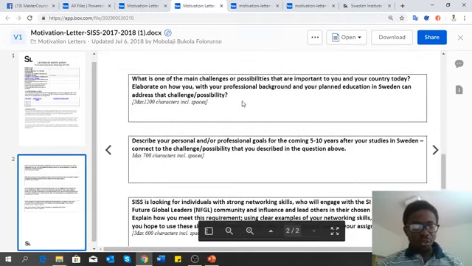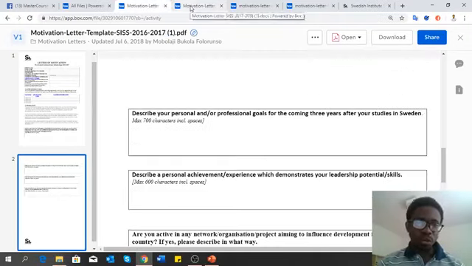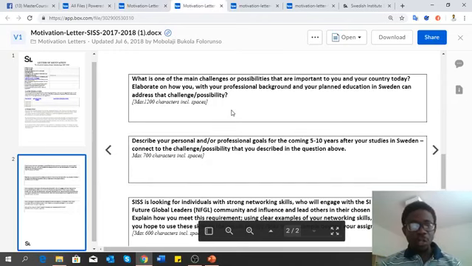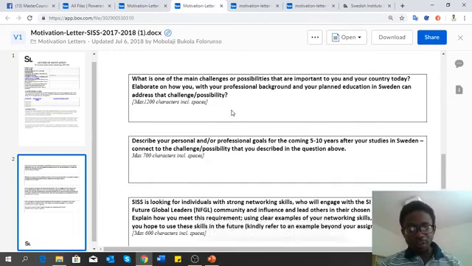So the first one is just like the 2016 one. They want to know whether you understand the major challenges affecting your country, how related your professional background is to that challenge, and how you intend to use your master's studies, your education in Sweden, to address this challenge at home in your country.